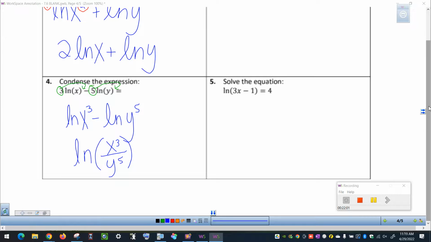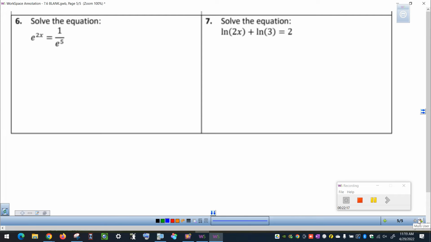All right, we're going to continue with the problem in the box directly below that one. So now we're going to start to look at solving equations. And in question 6 here, we didn't say anything about this at the top of our paper, but I want you to know we can do the same base method even if you're dealing with a base of e.